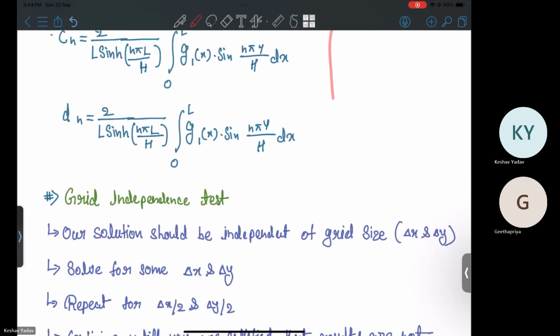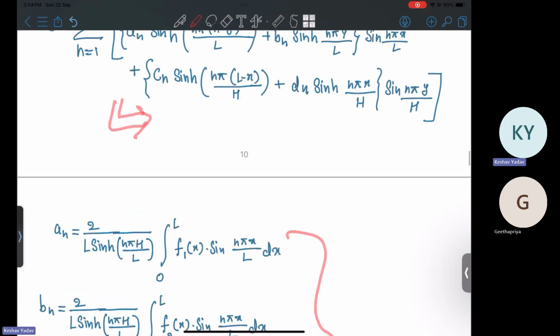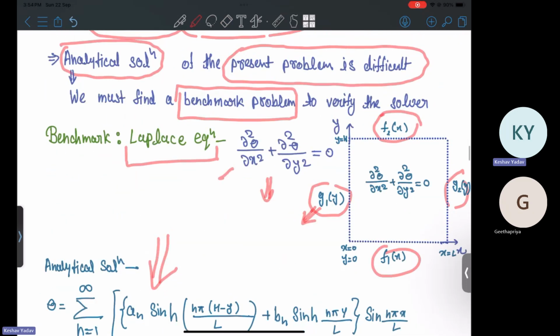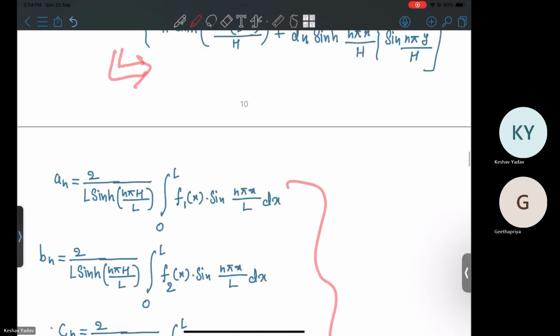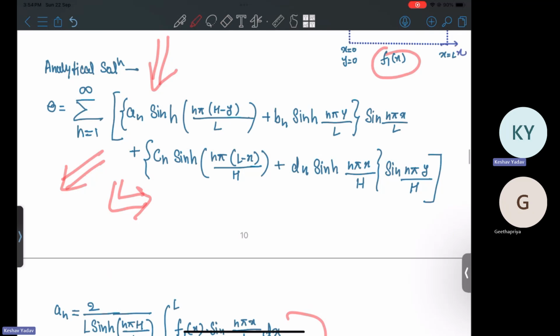So what can we do in this case? In this case, we will solve this problem using the Gauss-Seidel method. Then what we do? We find out the analytical solution at those discretized points. Then we try to plot them together to see whether they are matching or not. Okay.